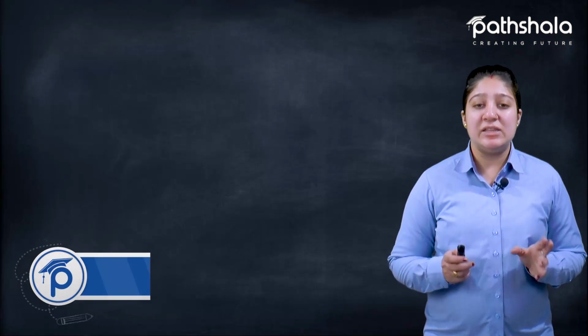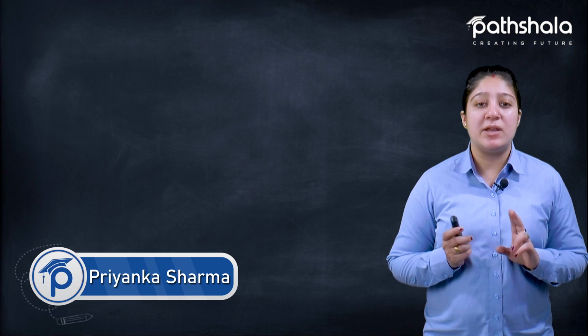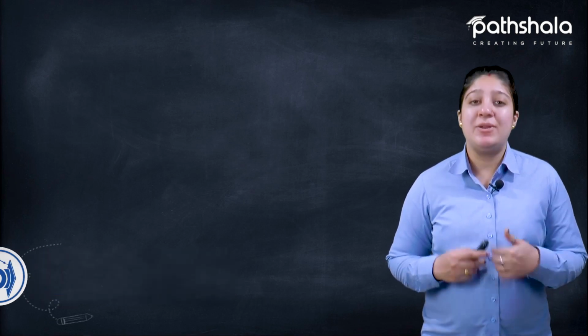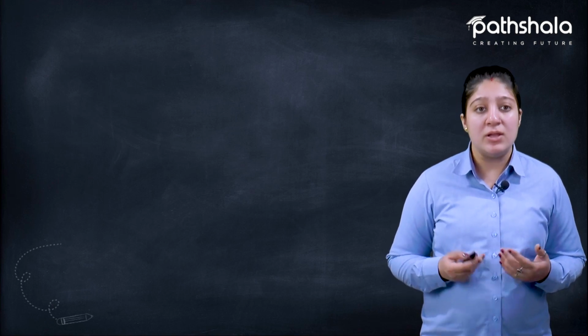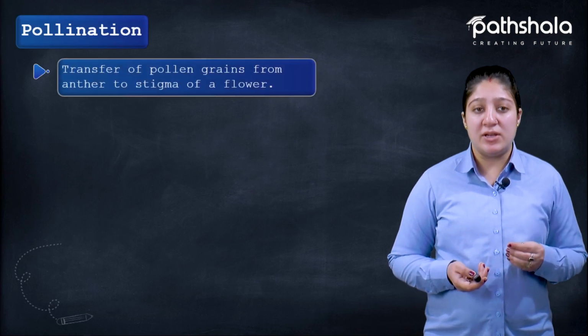Reproduction process in the flower involves two steps. First one is pollination, second one is fertilization. Now what is pollination exactly? How many types of pollination are there and how the process goes on, that we are going to discuss now. Now first of all, what is pollination?